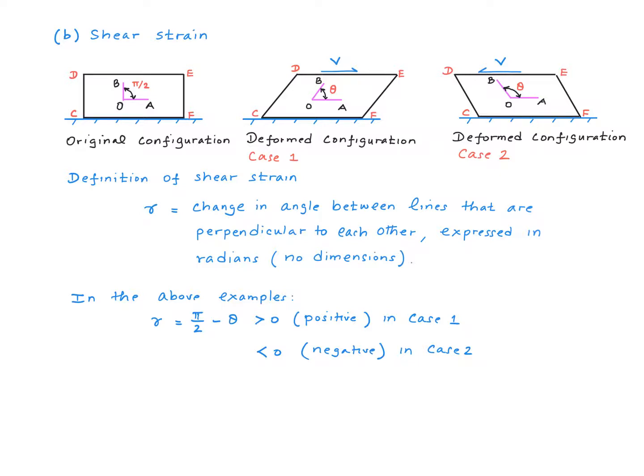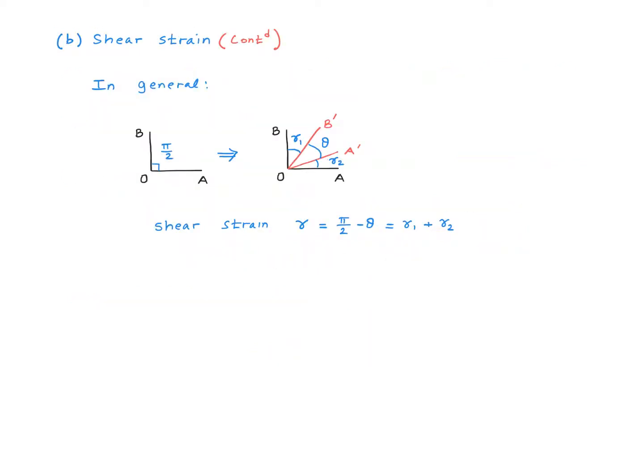In other words, what we are saying here is if the angle decreases, it's positive. If the angle increases, it's negative. In the example I considered in the earlier slide, I considered a special case where the horizontal lines remain horizontal lines, right? In general, that may not be true. A horizontal line OA could deform into OA prime, whereas the vertical line OB could deform into OB prime. The definition of the shear strain remains the same, change in the angle, right? So that will be pi over 2 minus theta, which in this case would be gamma 1 plus gamma 2.